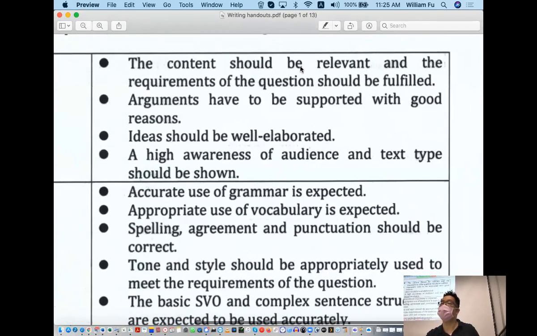Number 1, the content should be relevant. What does it mean? I suppose you know the meaning of relevant. But what it actually means is you need to read the question very carefully. For example, I'll give you one example. In some school exams in the past, the topic we asked students to write about was something like IT in education. However, negative aspects of using IT in education.